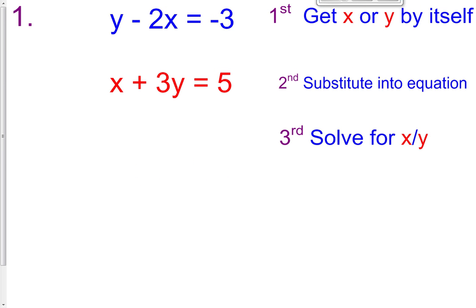What we're going to be doing this time is following the same rules. We're going to get x or y all by itself. Second step, substitute it into the equation. Third step, we're going to solve for x or for y.